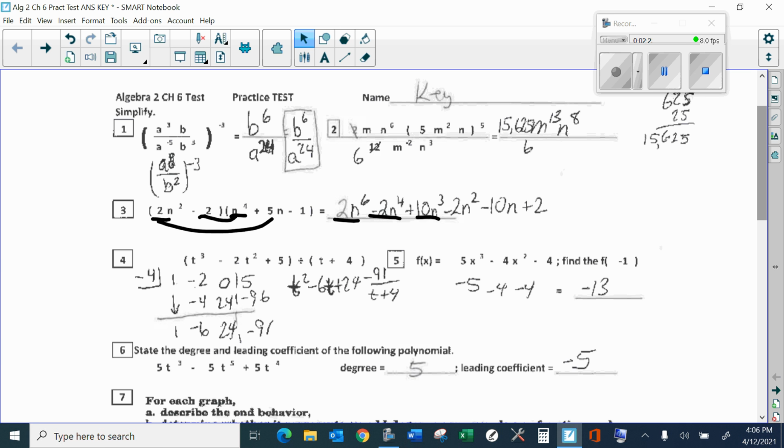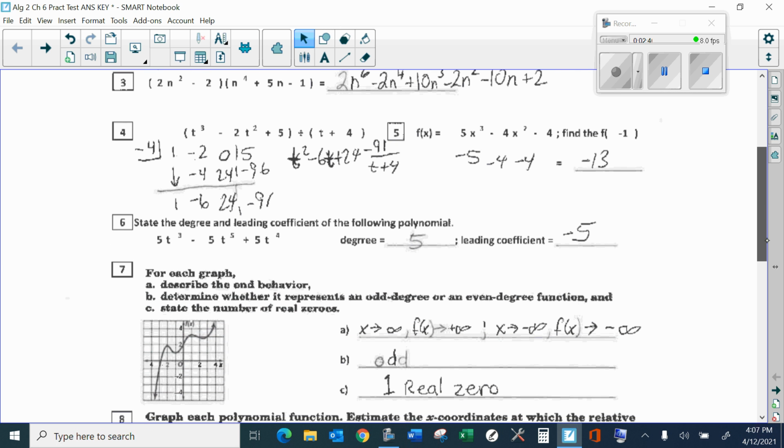Now we're down to squareds. 2n squared times -1 is -2n squared. And then any n's? Yes, -2 times a positive 5n is -10n. And lastly, the -2 times the -1 makes it a positive 2. Okay, that's just distributive property.